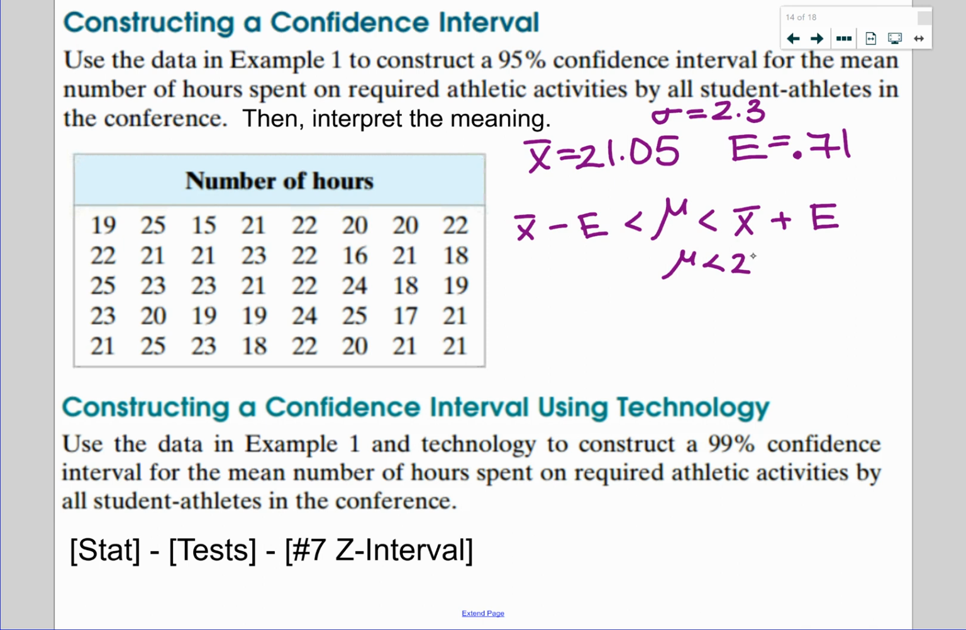On the top end, I get 21.76. On the bottom end, I get 20.34. So that's your confidence interval. And remember, you can see this written too. It'll kind of look like a point with parentheses and a comma between the values. All right, so that's our estimation of the mean of the population from this sample.